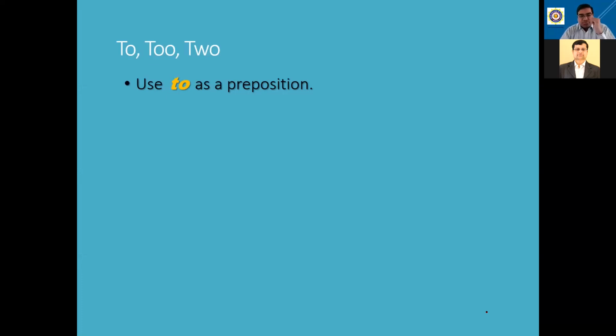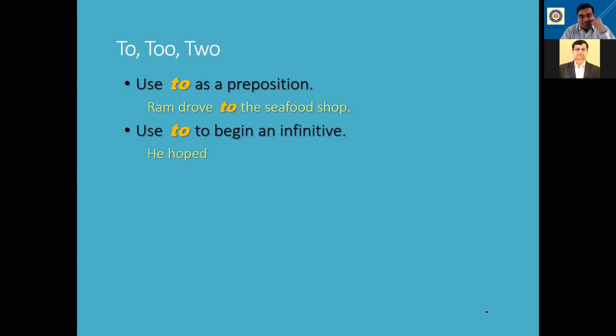Two, and two. Ram drove to seafood shop. One can use to begin infinitive. He hoped to buy fresh squid. So after to, we always use the first form of the verb.